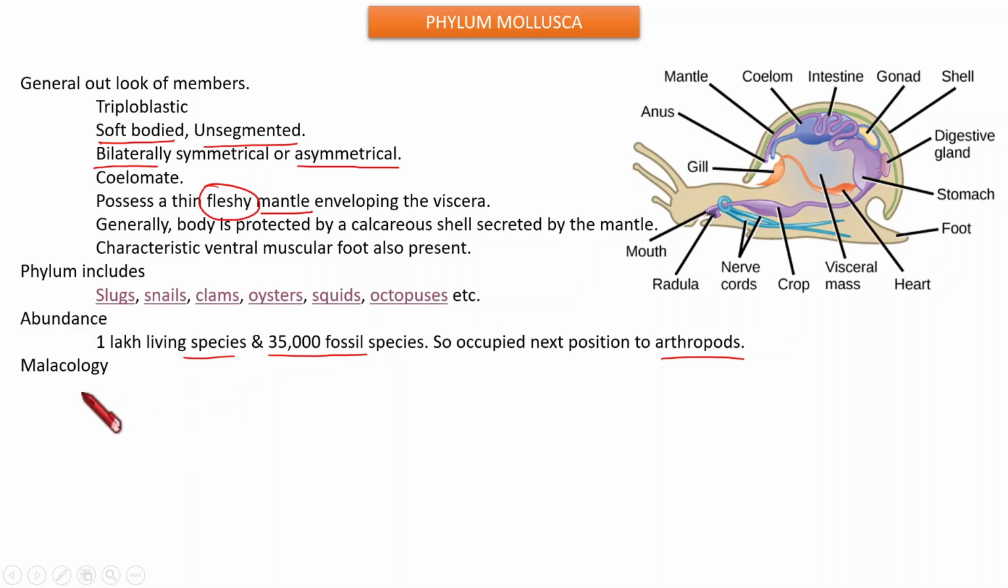Okay. Then we need to learn two terms. One is malacology. What is malacology? It's the branch of science that deals with the study of mollusks. So malacology. Then another branch is conchology. What is conchology? It's the study of molluscan shells. So conchology.